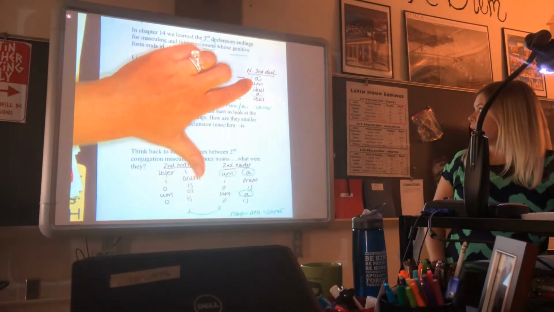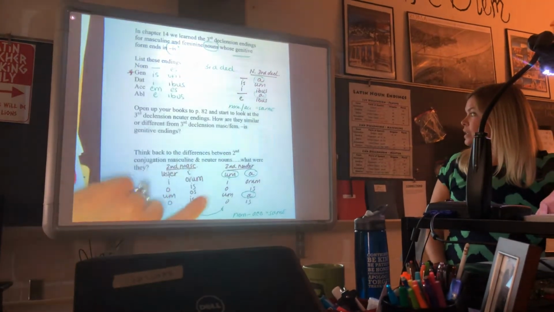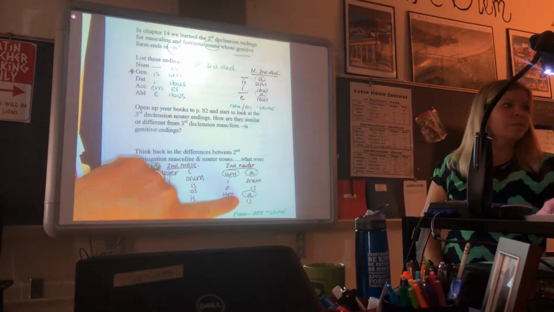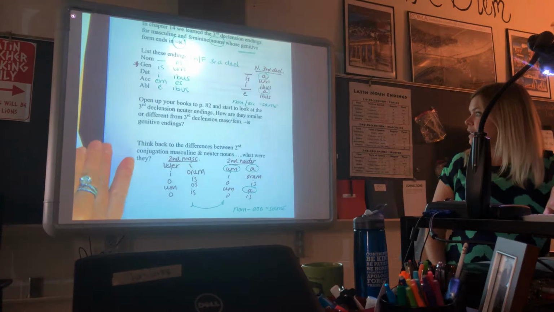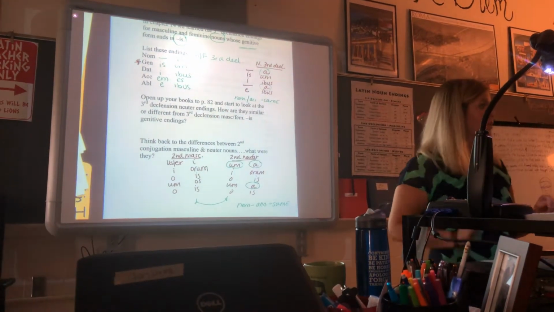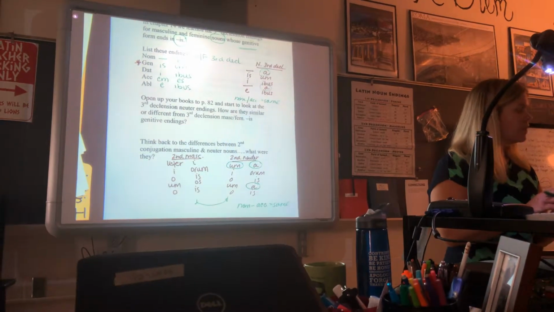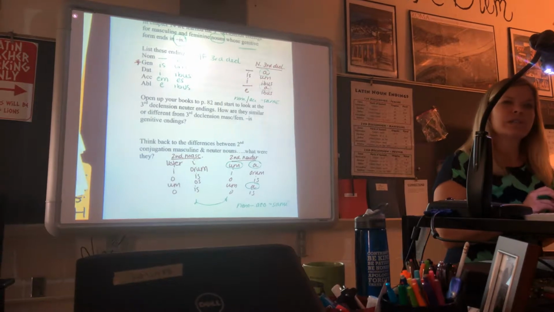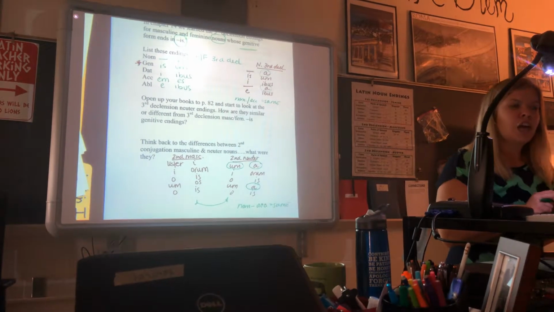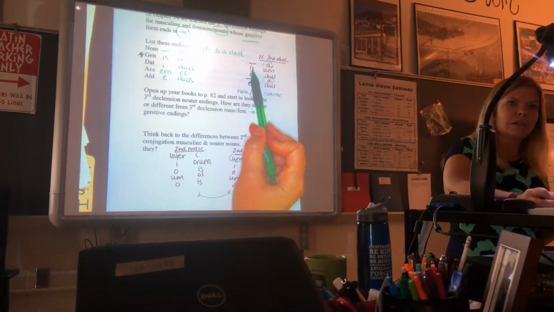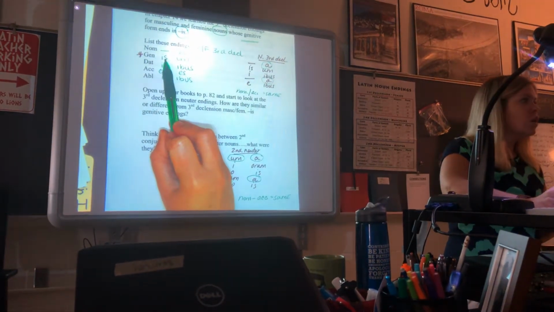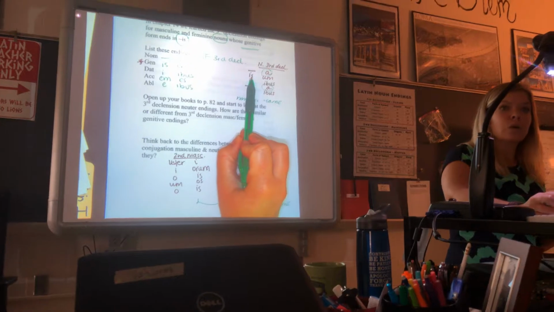Look at how these become an A. What did your second neuter become? An A. So there's definitely some patterns here. Do you see that? That's all this chapter is. You know how to spot a third declension noun. It has a genitive IS, whether it's masculine or feminine or now neuter.